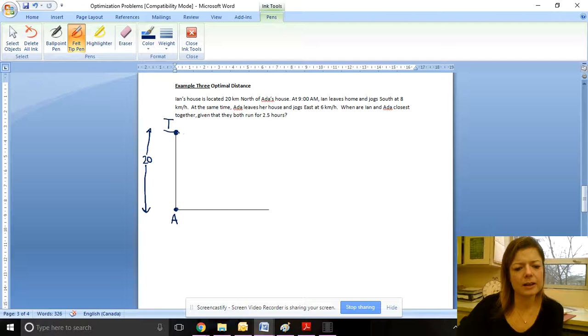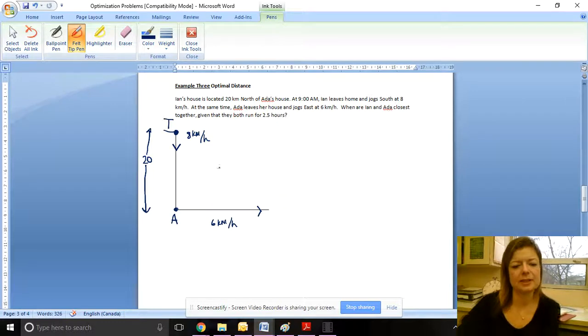So at 9 o'clock, Ian leaves his house and he's jogging south. Okay, so he's going this way. And he's jogging at 8 kilometers an hour. And Ada, she's going this way. They're over here actually. And she's jogging at 6 kilometers an hour. Come on, pick up the pace, Ada. And they're both running for 2.5 hours.